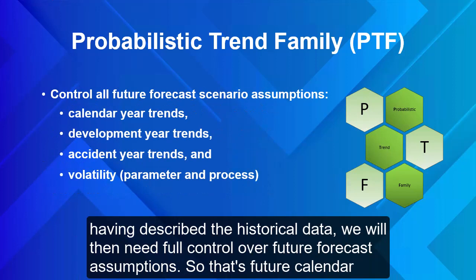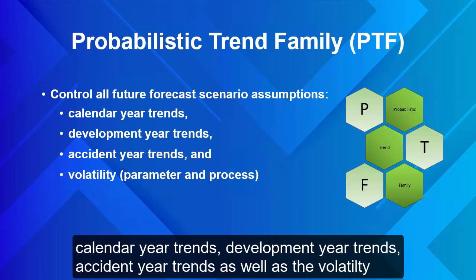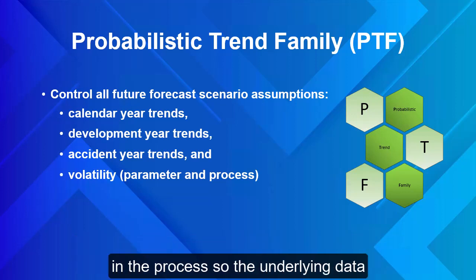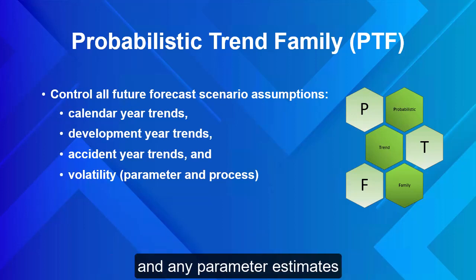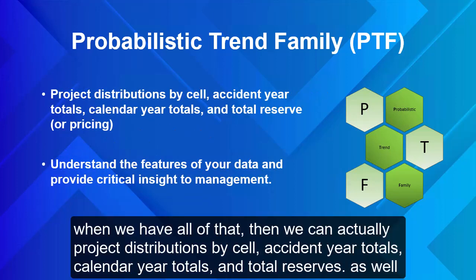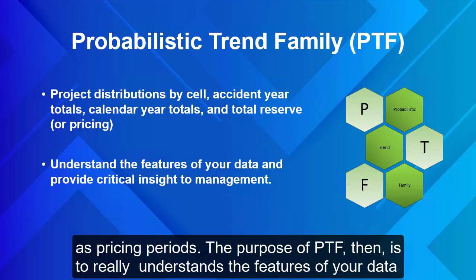Having described the historical data, we will then need full control over future forecast assumptions. So that's future calendar year trends, development year trends, accident year trends, as well as the volatility in the process, so the underlying data, and any parameter estimates. When we have all of that, then we can actually project distributions by cell, accident year totals, calendar year totals, and total reserves, as well as pricing periods.